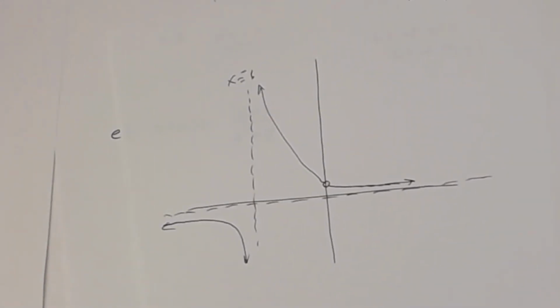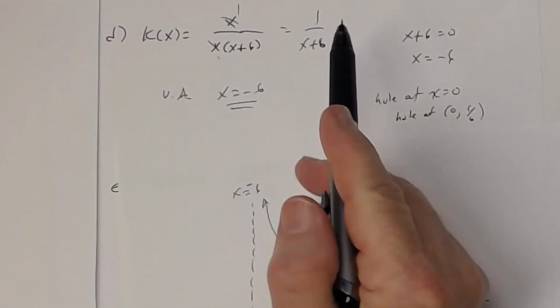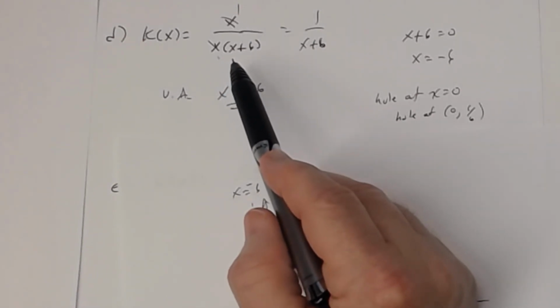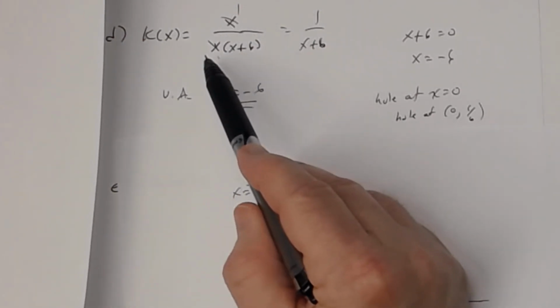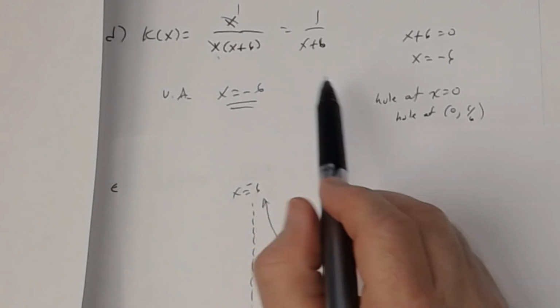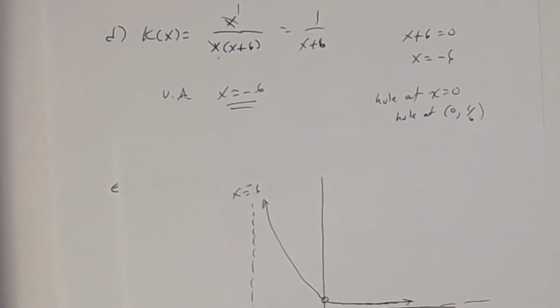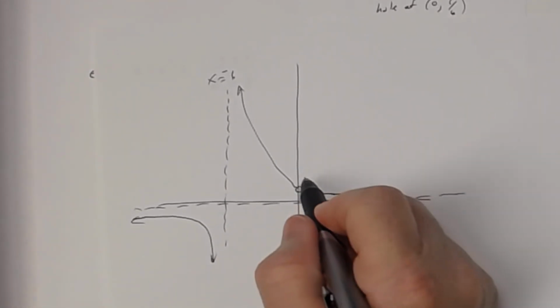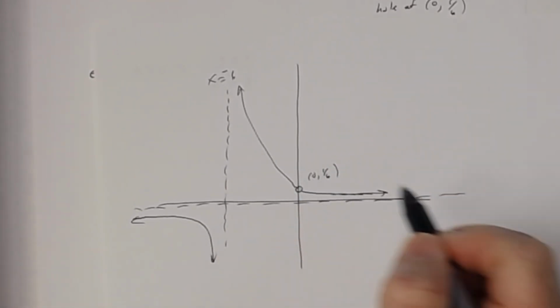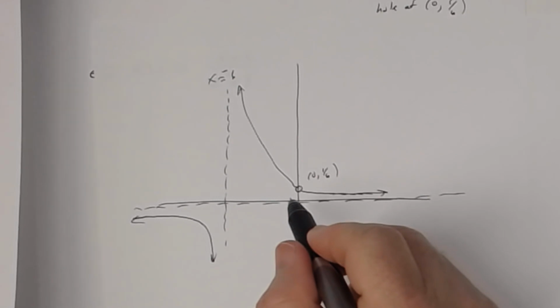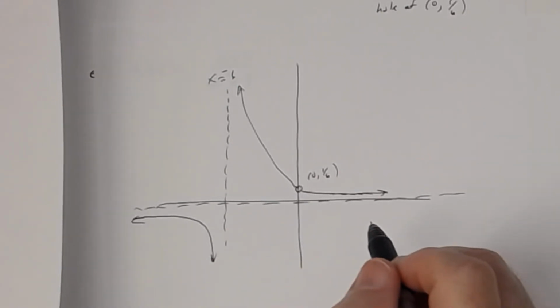Okay, here, notice I reduced. All right, and so the factor I reduced was x, which produced 0, and so there's a hole at (0, 1, 6). There's a hole at 0, 1, 6. That's what it looks like. So that's what it means to have a hole in the graph.